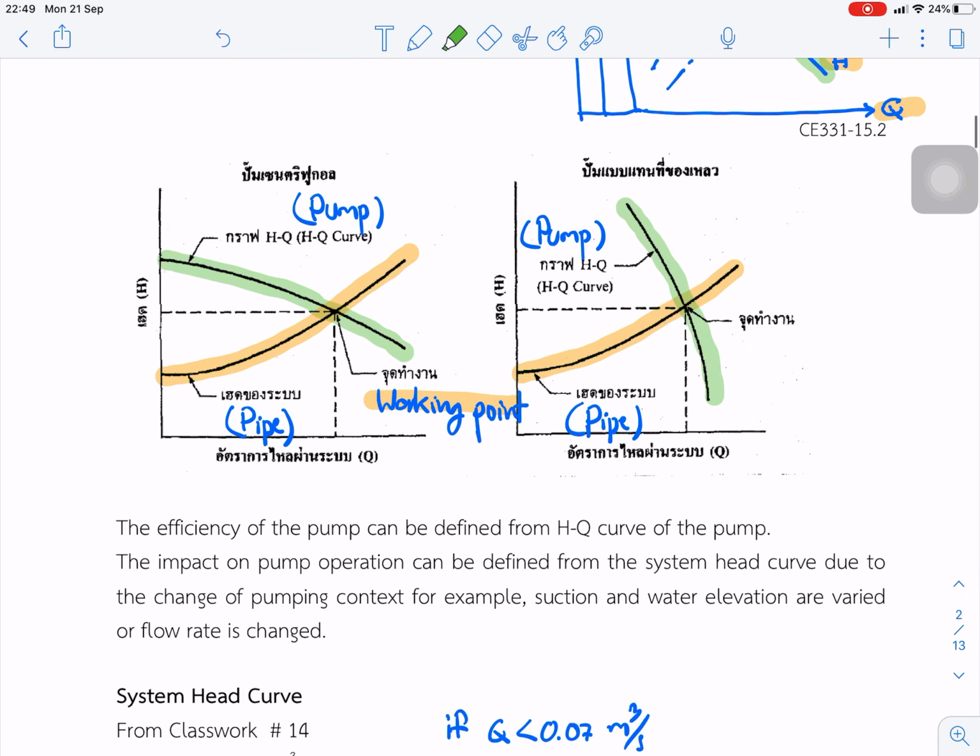The efficiency of the pump can be defined from the H-Q curve of the pump, and the impact on the pump operation can be defined by the system head curve due to the change of the pump context. For example, suction and water elevation vary, or the flow rate is changed.